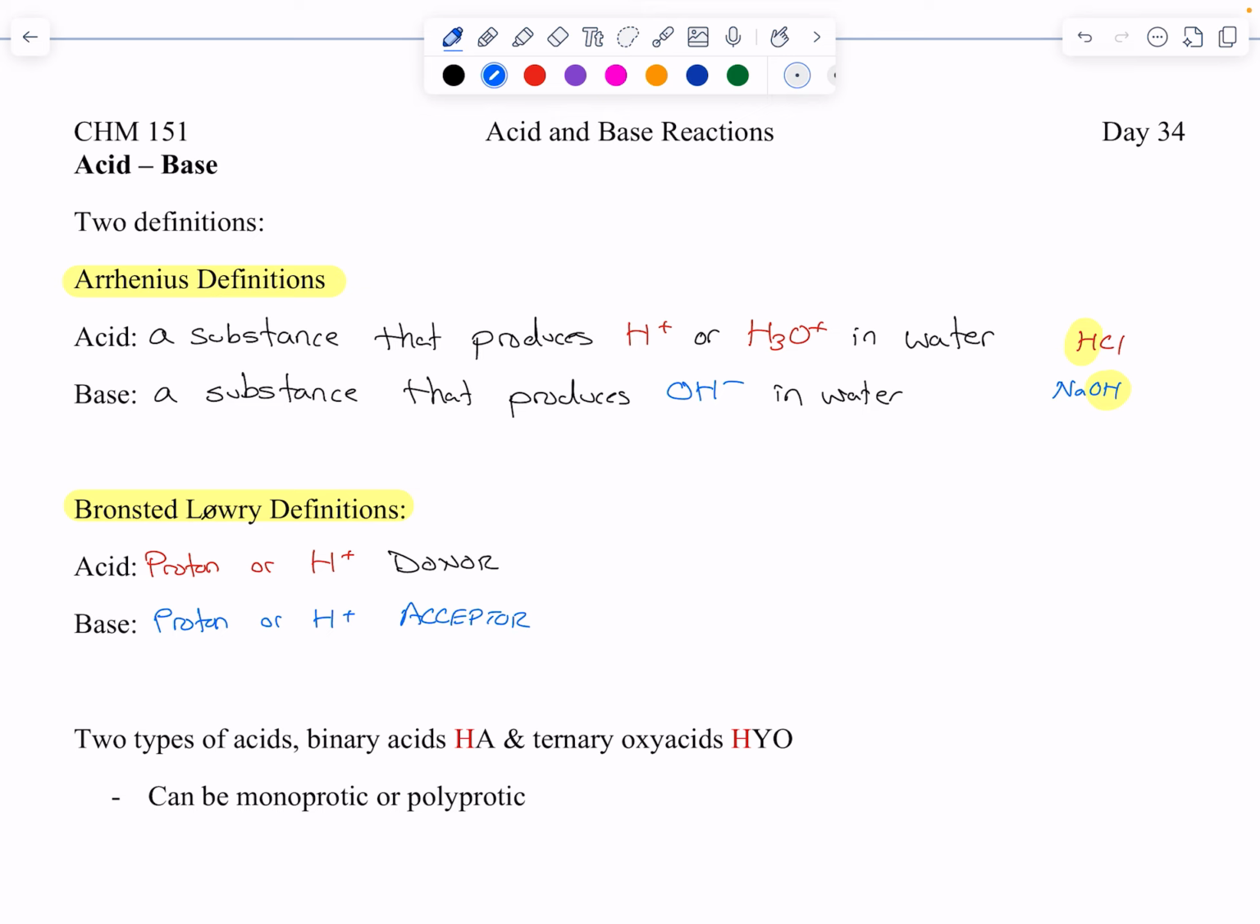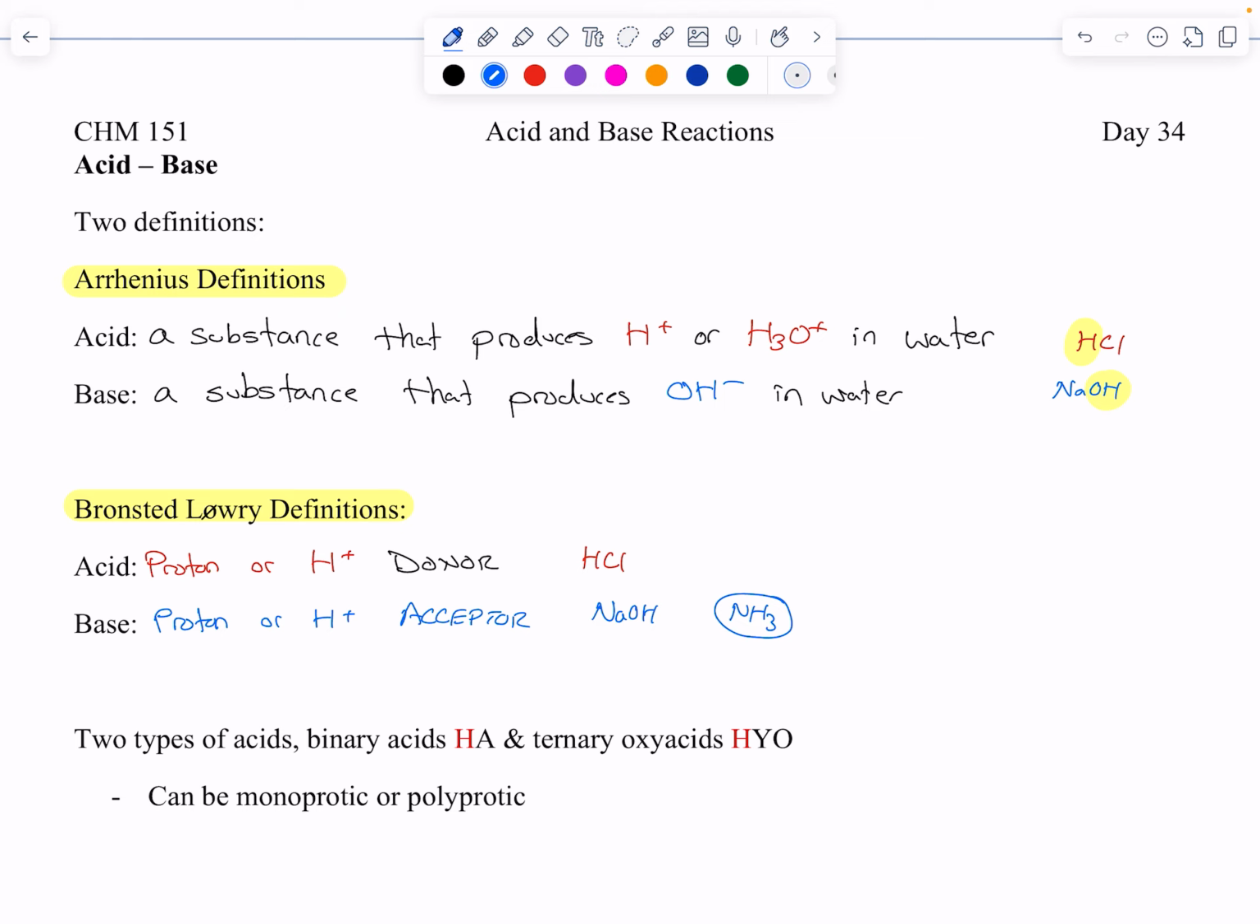Now, HCl is still an acid. And hydroxide, NaOH, is still a base, but that's a strong base. We're going to talk more about weak bases. So think NH3 is a better example of a Bronsted-Lowry base.